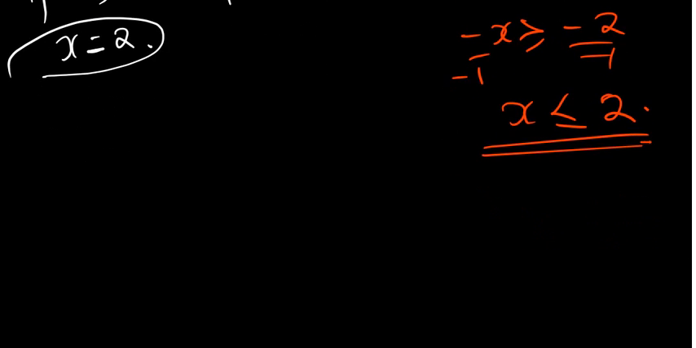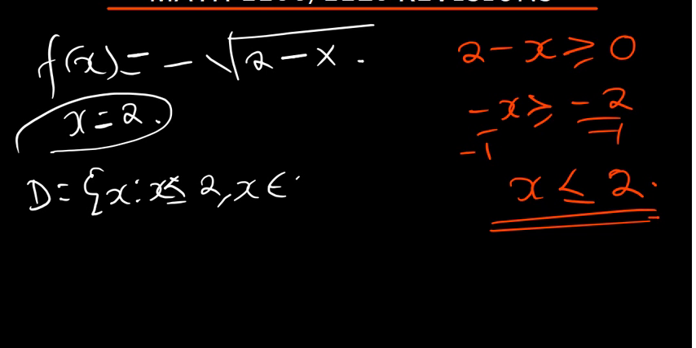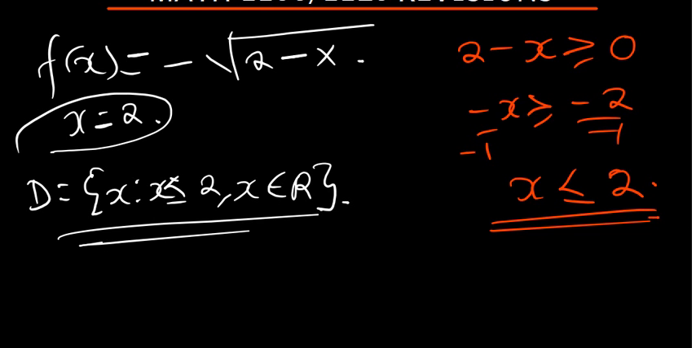The domain is x such that x has to be less than or equal to 2. That's the domain. We sketch, then we need to get the range. It's a bit challenging to get the range directly. What you have to do is sketch, and this is going to be very easy.